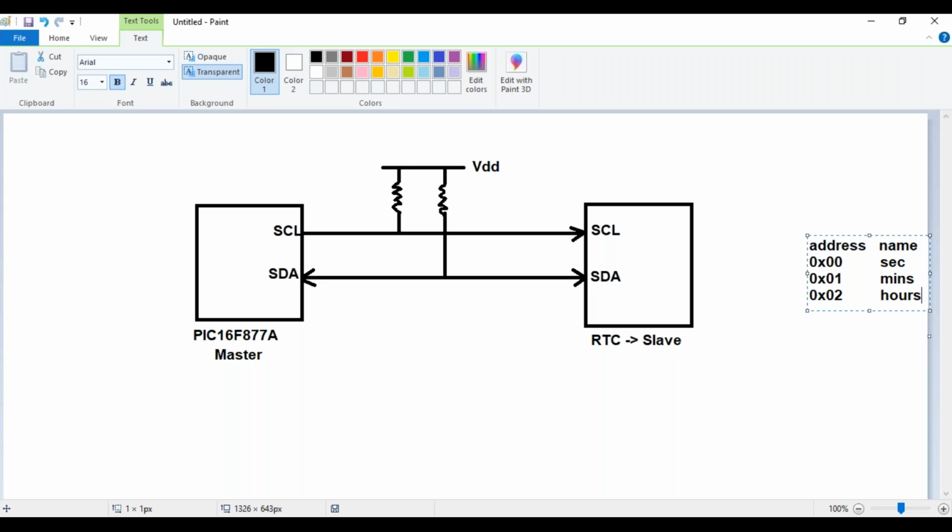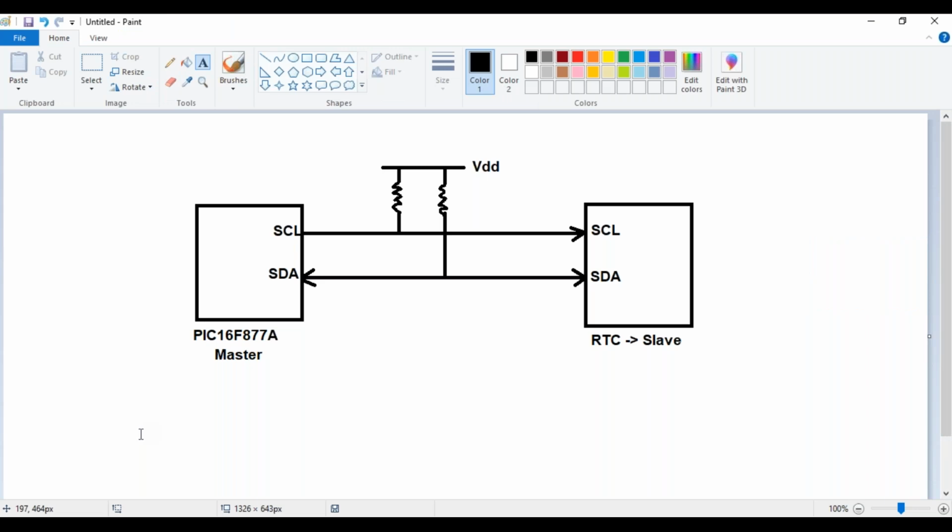Now, the task given to you is that you are supposed to read this time from the RTC and get it displayed on the CLCD. You, being the microcontroller, should read the number of seconds in the RTC and get it displayed on the CLCD. So that is your task.